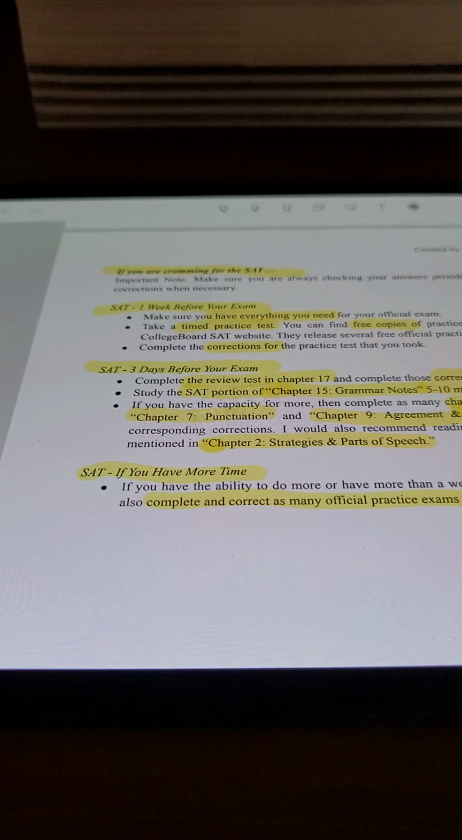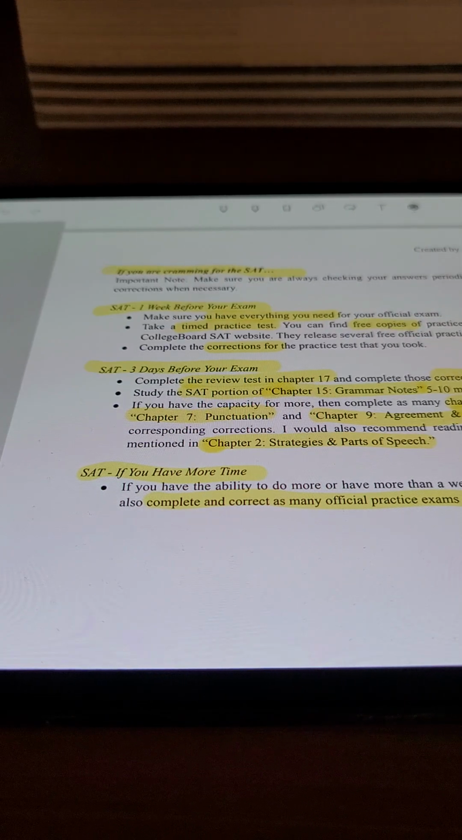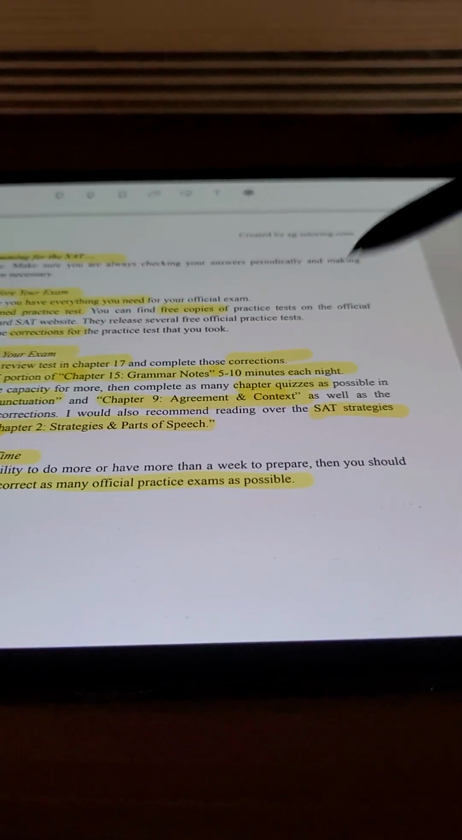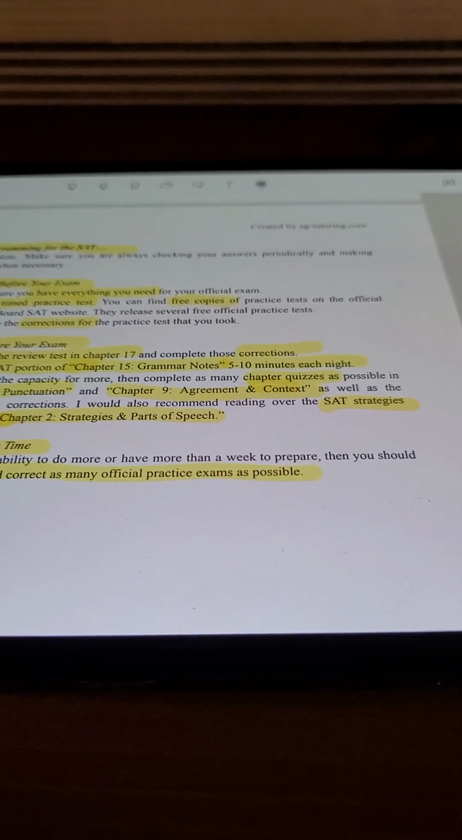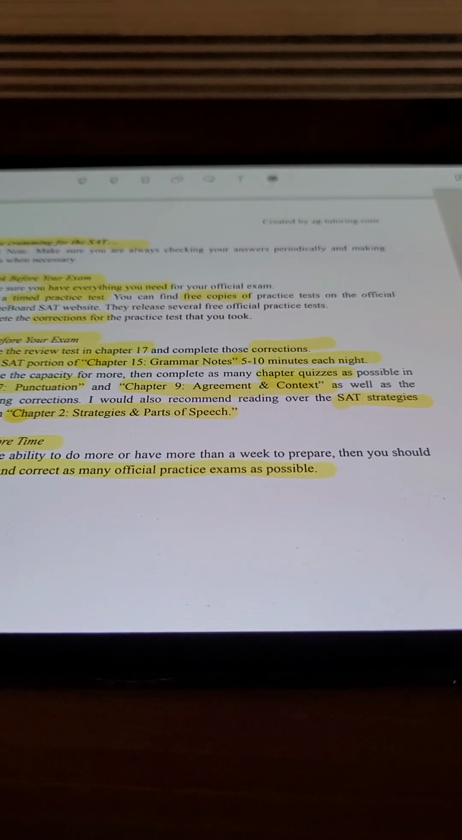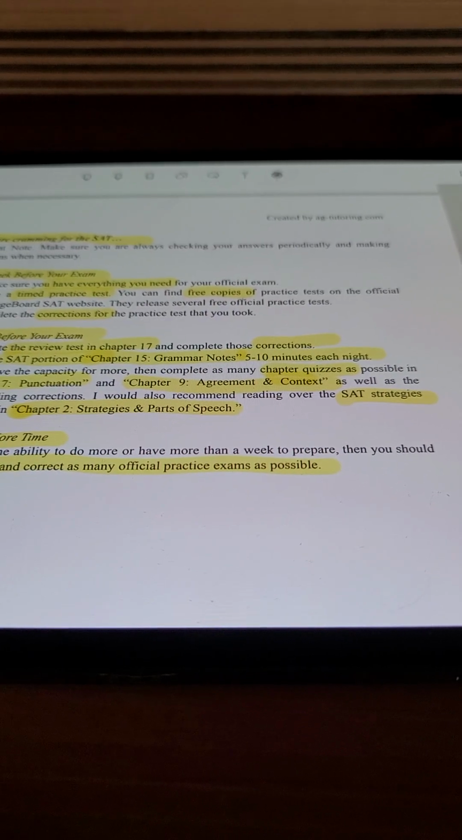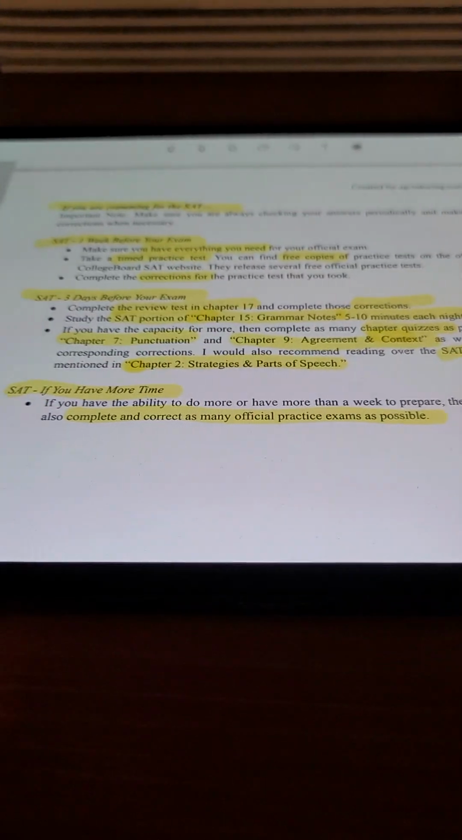Then we have SAT 3 days before your exam. What you're going to do is take the review test in chapter 17, the one that I formatted to be like the digital SAT questions, and then do corrections on those. I would also recommend going to the SAT portion of the chapter 15 grammar notes. In that chapter, I have the ACT grammar notes and the SAT grammar notes. Focus on the SAT ones if you're taking the SAT. Do that for 5 to 10 minutes each night, just to review the rules and memorize them.